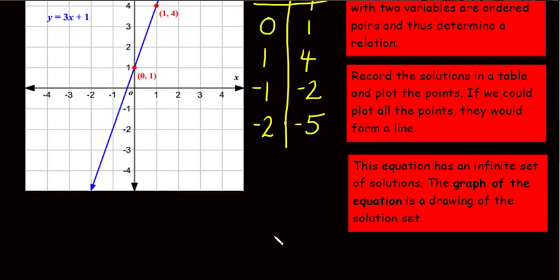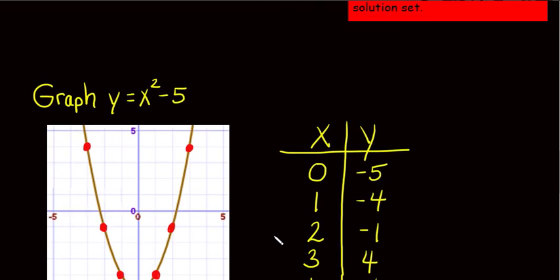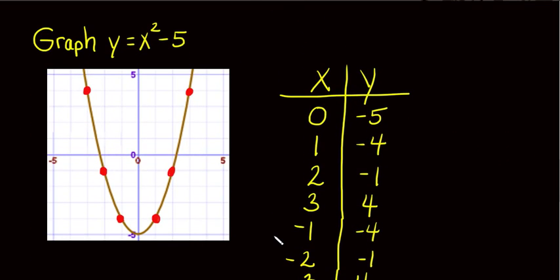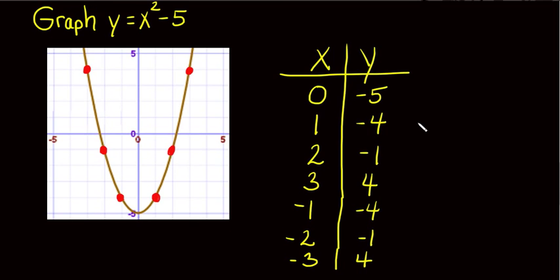Here's another interesting one. You're asked to graph y equals x squared minus 5. So I'm going to do the same thing for this one. This one has an infinite number of solutions because it's y over here, and whatever I put in for x is going to give me a y. And when I do that, I'm not going to talk you through all of these. This is what my graph would look like. And so this is the graph of the equation y equals x squared minus 5.